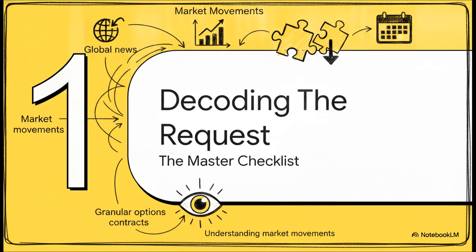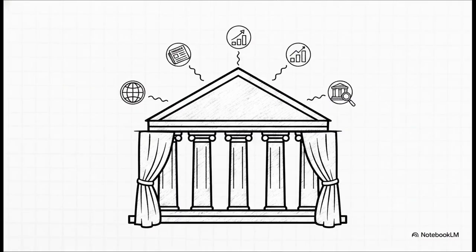Okay, kicking things off with Section 1, decoding the request, the master checklist. What's wild about this source is how the author is literally demanding a complete analytical ecosystem, all in a single breath, for that 2026 date. They don't just want one piece of the puzzle, right? They want the entire puzzle assembled.